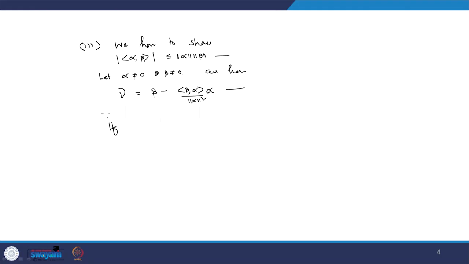So we have, if gamma equals 0, this implies that beta can be written as a scalar multiple of alpha. This implies beta equals the inner product of beta, alpha by the norm of alpha squared, into alpha. This is a scalar quantity, so beta is basically a scalar multiple of alpha. Now let beta not equal to a scalar multiple of alpha. In that case, gamma is not equal to 0.